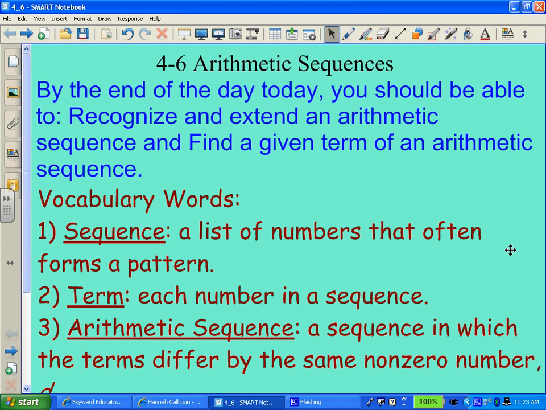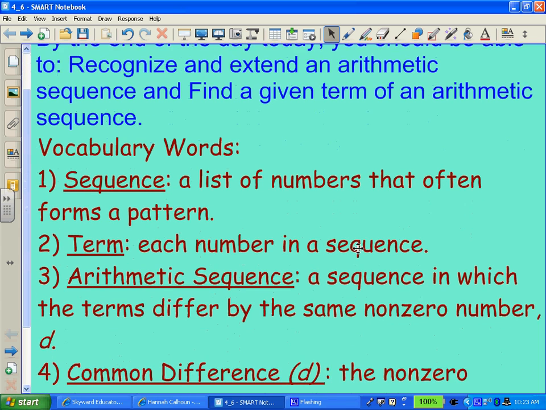Hello there, we're going to talk about 4-6 arithmetic sequences. This is the second to last section that we're going to talk about in chapter 4. We're also going to get to geometric sequences next. But for today, it's arithmetic sequences, and you can see here we have 4 vocab words.